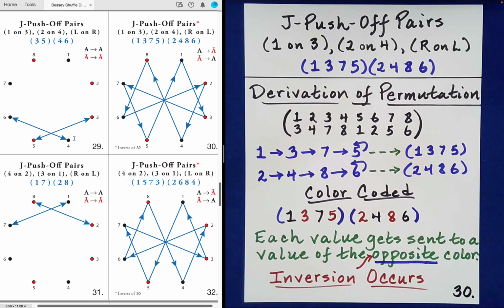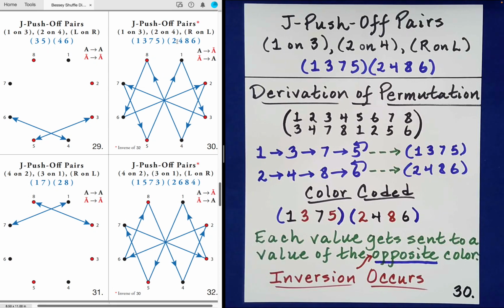And the shuffle diagram for shuffle 30 is the following. So we see that 1 goes to 3, which goes to 7, which goes to 5, which wraps around and goes to 1. So if we begin at 1, there'll be an arrow from 1 to 3, which there is, an arrow from 3 over here to 7, and then from 7 down to 5, and from 5 back up to 1. So that completes that 4-cycle. We also say that the values 1, 3, 5, 7 in that cycle constitute an orbit, or that they are members of the same orbit.